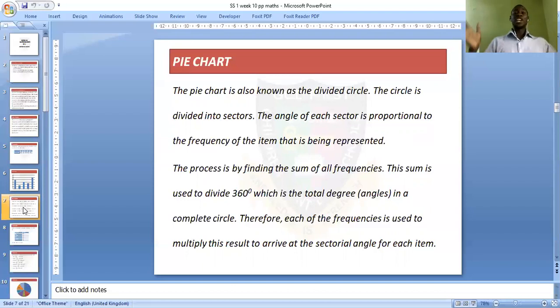This means that in order to get the sector, you have to find the fraction of the individual item to the total frequency of the items, multiplied by 360 to get the individual sectorial angle of the item.